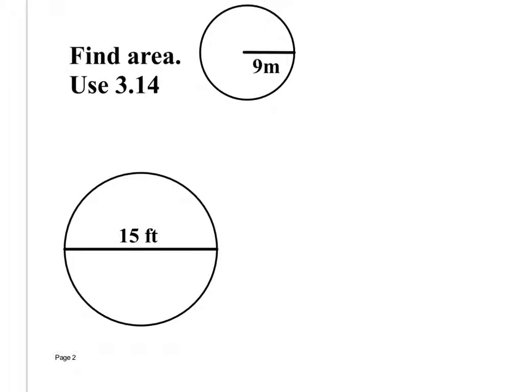All right, so find the area. They give this circle, right? Find the area using 3.14. Sometimes we'll use pi in terms of pi, and sometimes we'll just use 3.14. So to find the area of a circle, we use the formula for area of a circle, which is pi r squared. And we plug in what we know. We know pi is 3.14.